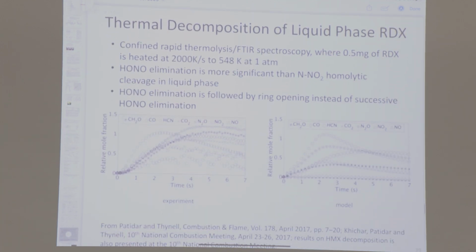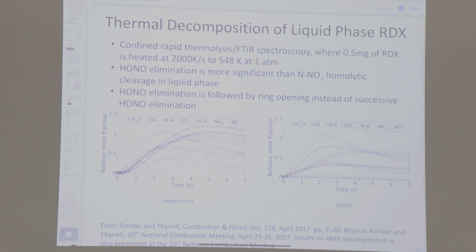And so condensed phase models were built, and here's an example of trying to compare it to experiments. So again, this is a very slow heating rate experiment. Well, no, he did this both, sorry, in his rapid thermolysis experiment as well as a low heating experiment. But the results here are for the rapid. So here he's looking at confined rapid thermolysis, FTIR spectroscopy, where he put like half a milligram of RDX and it's heated at 2,000 Kelvin per second to 548 Kelvin at 1 atmosphere.